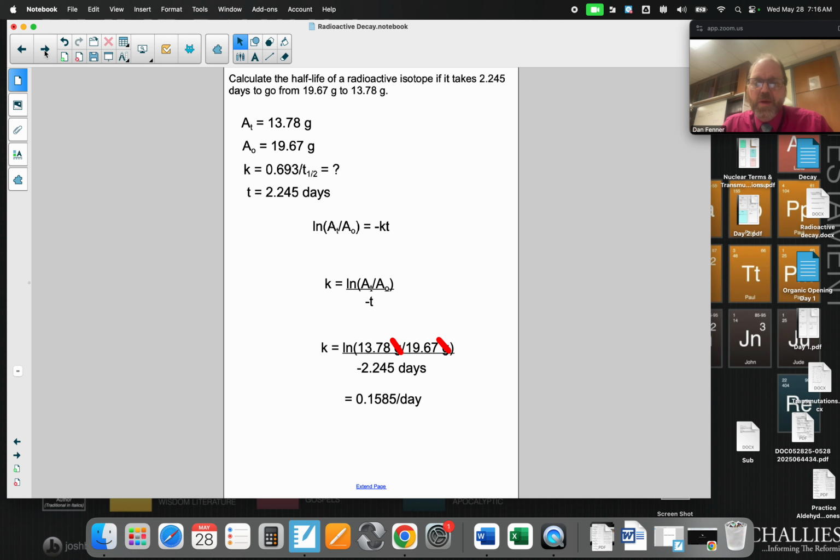grams cross out, we end up with 0.1585 per day, right? But that's K, and I don't want K, I want half-life. So remember we said that K is 0.693 over T1/2. So those values are numerator and denominator. We just swap partners. T1/2 comes up, K comes down, and we're going to say that T1/2 is equal to 0.693 over K. Put our value in then. 0.693 divided by 0.1585, 4 sig figs. When we do that, we get 4.372 days.